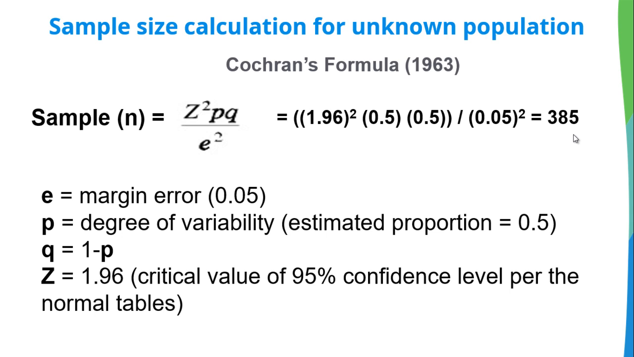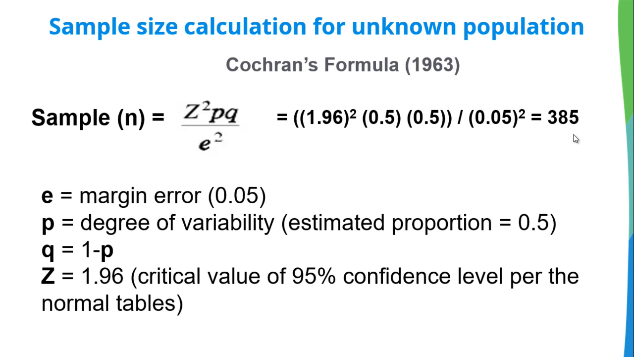This 385 is the sample size. All right, that's our sample size. Our current sample size is now 385. So that is simple enough, right? Very simple to understand. The formula is very straightforward.